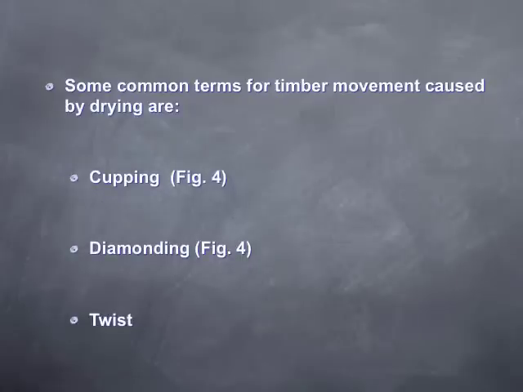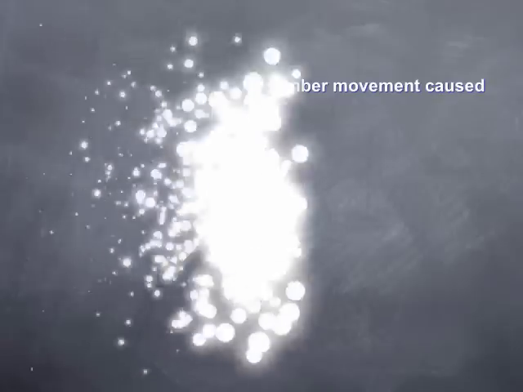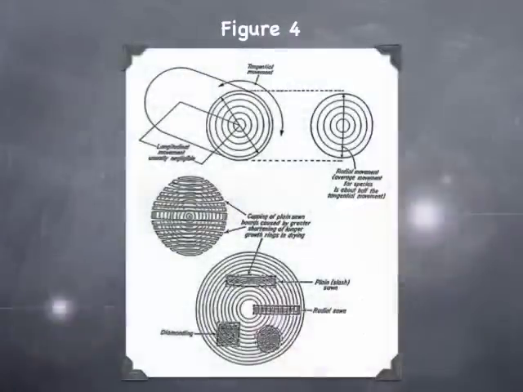So some other common terms for timber movement caused by drying are cupping, diamonding and twist. And here we have figure 4 showing the moisture movement.